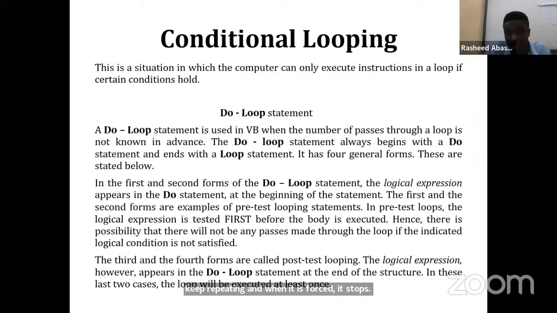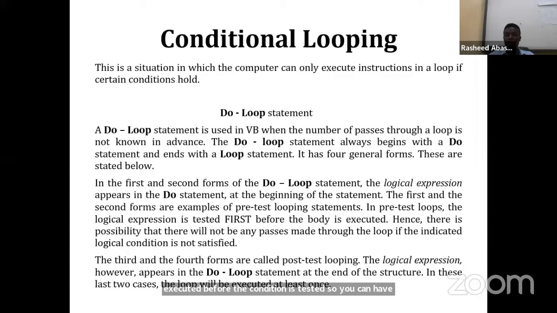And VB has the Do Loop statement. The Do Loop statement is used when the number of passes through a loop is not known in advance. I've explained that. So it always begins with a Do statement and it ends with a Loop statement. We have 4 forms of the Do Loop statements, which I will share with us. The first and second forms are pretest. In pretest, the condition is tested before your statements are executed. While in post-test, the statement has been executed before the condition is tested. So you can have pretest or post-test.